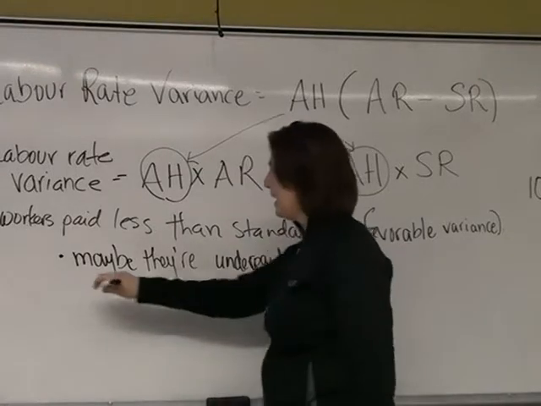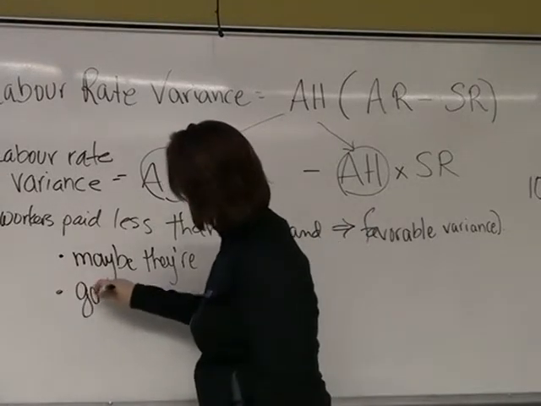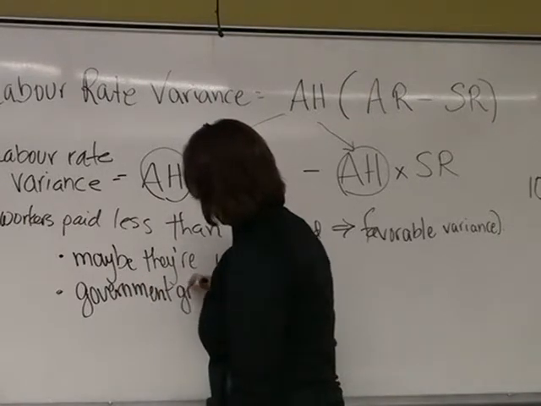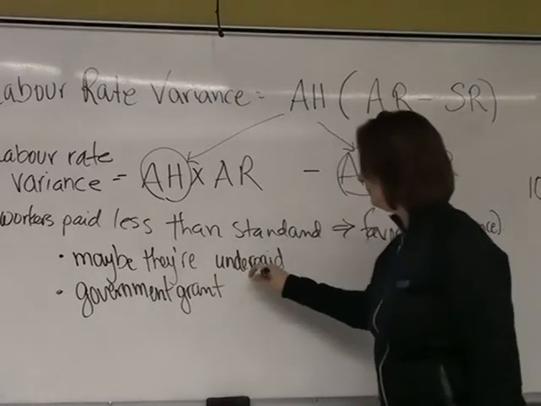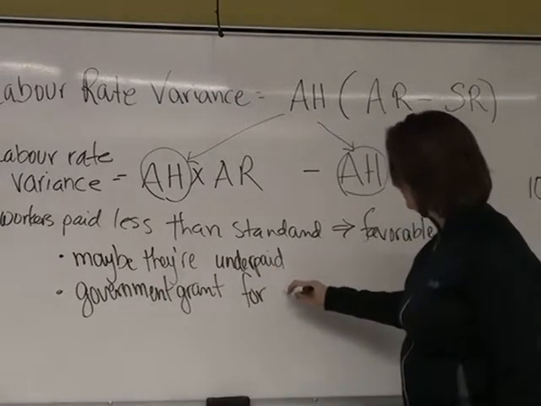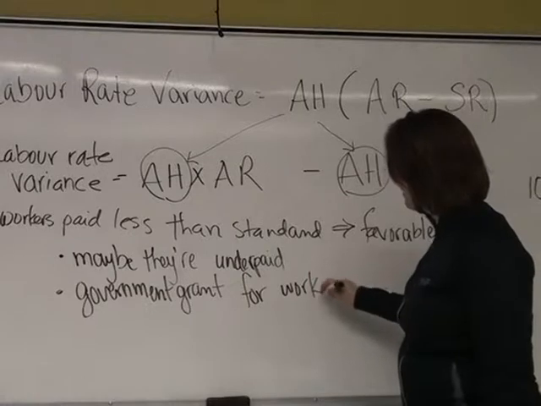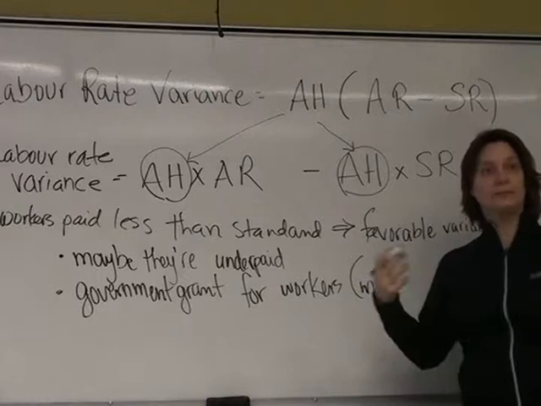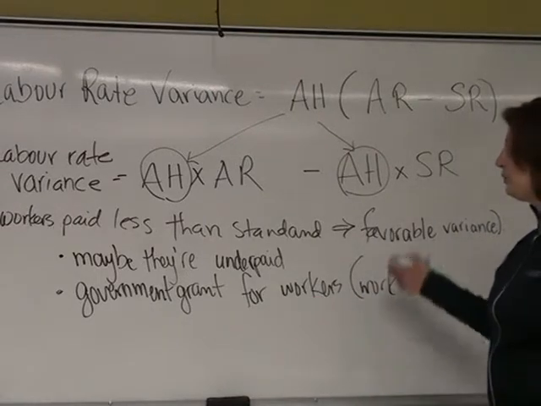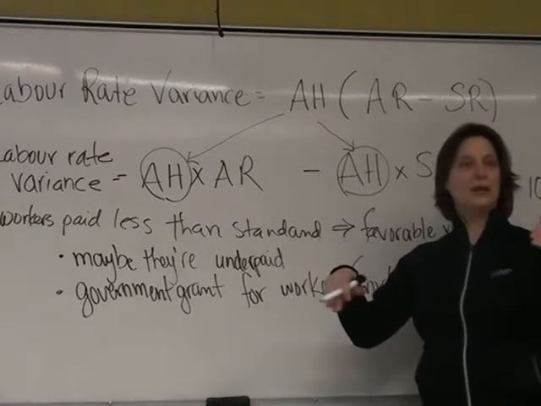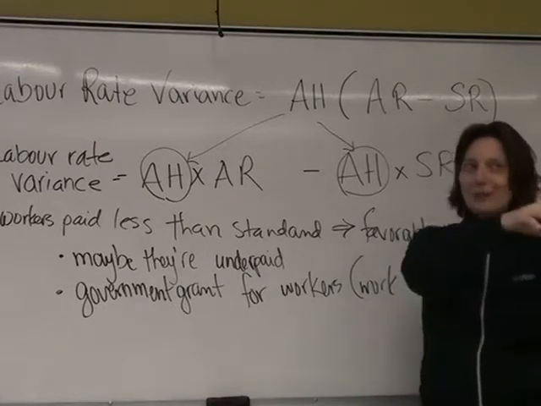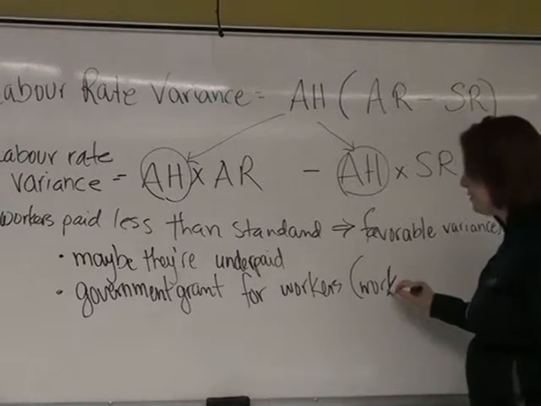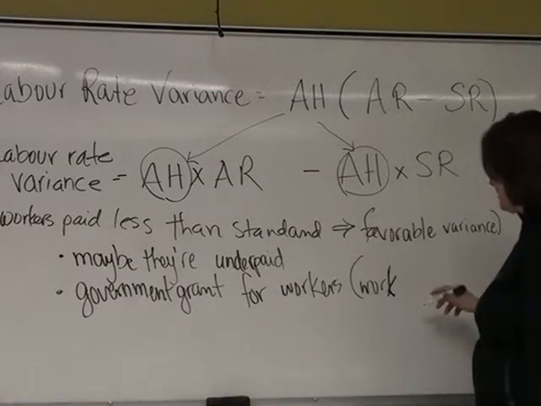How about maybe they received a government grant that offsets the wage expense, that pays a certain amount per hour. You know, sometimes they have work incentive programs, right? And the government gives you a grant. And so you would be paying your workers less because the government is paying the other piece, right? So that's another reason why you might have a favorable labor rate variance.